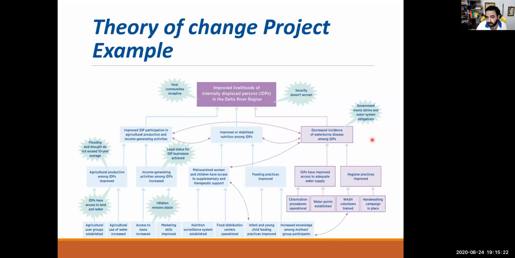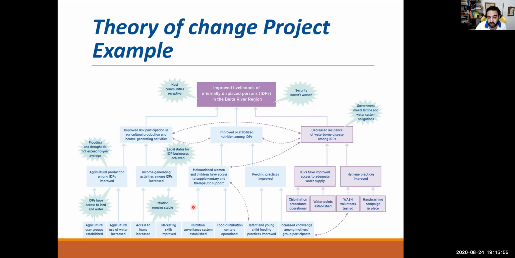Our key objective, let's call it, give us this one, which is the goal. So starting from the end, when you are planning project design, you should start mainly from the overall goal, which is to improve the livelihood of internally displaced persons in Delta River, as an example. So we start with the big idea and we break it down.